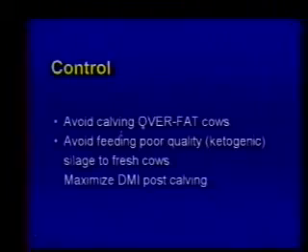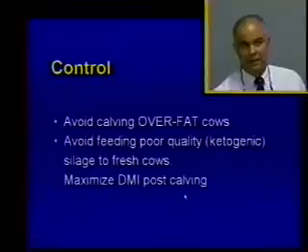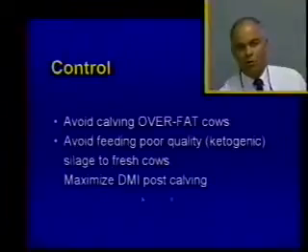We want to avoid over-conditioned or over-fat cows. Cows that are over-conditioned tend to eat less prepartum and postpartum, and consequently are more predisposed to ketosis. We want to avoid feeding poor quality silage that is high in beta-hydroxybutyrate that may be ketogenic. And we want to maximize dry matter intake post-calving. This is perhaps the most important one right here.